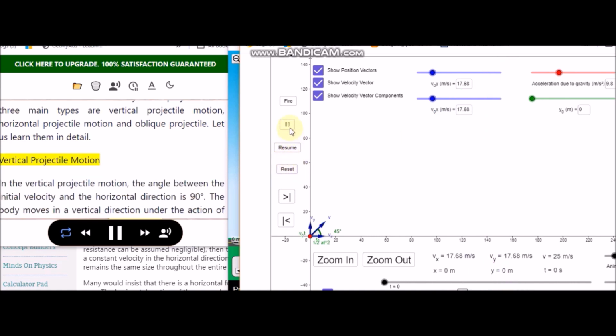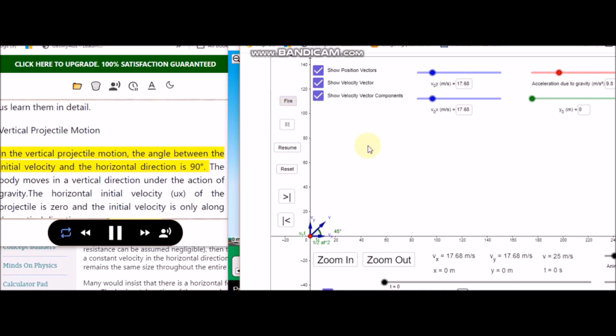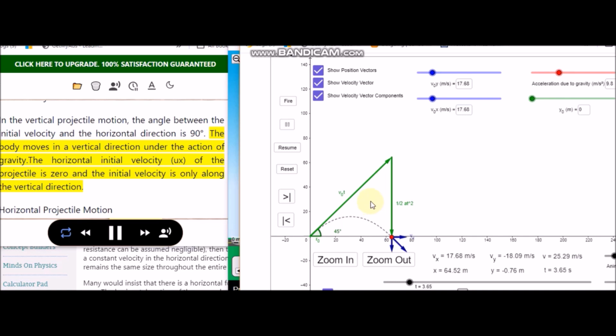Vertical projectile motion. In the vertical projectile motion, the angle between the initial velocity and the horizontal direction is 90 degrees. The body moves in a vertical direction under the action of gravity. The horizontal initial velocity, ux, of the projectile is zero and the initial velocity is only along the vertical direction.